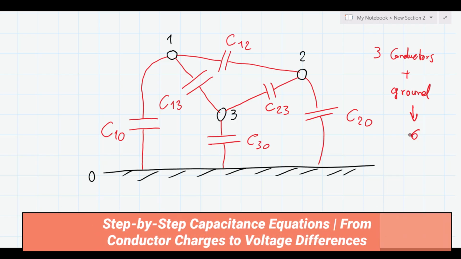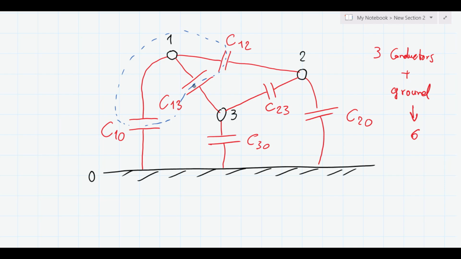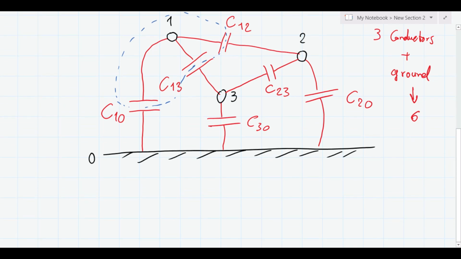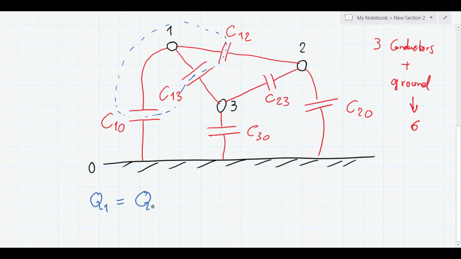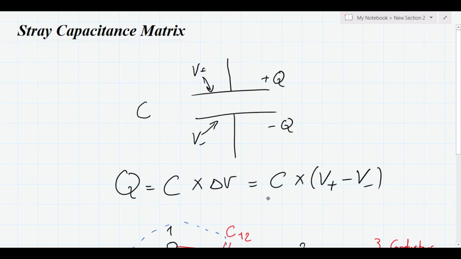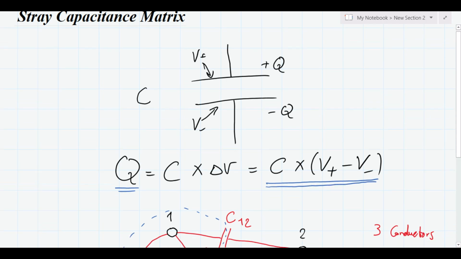Now let's focus on conductor 1. Imagine a closed surface around conductor 1. The total charge on conductor 1 is the sum of the charges stored across all its capacitances. Therefore, I can write that Q1 equals Q12 plus Q13 plus Q10. For example, Q13 is the charge stored on the capacitance C13. Now let's use our initial formula here. We know that the amount of charge stored in a capacitor equals its capacitance multiplied by the voltage difference.